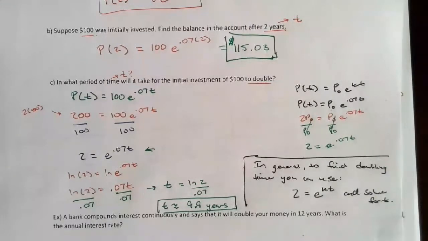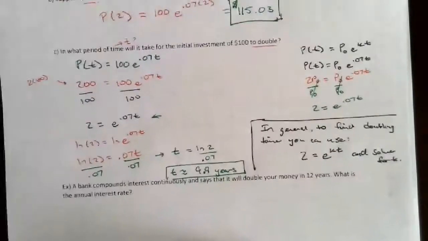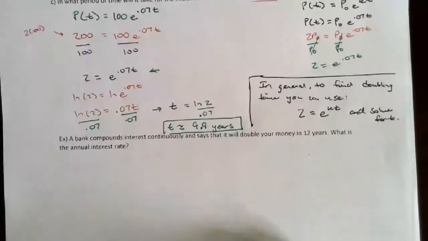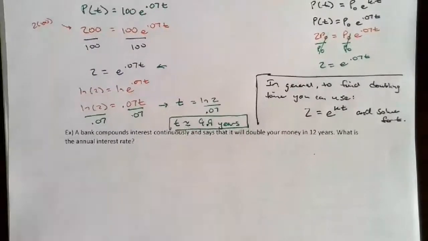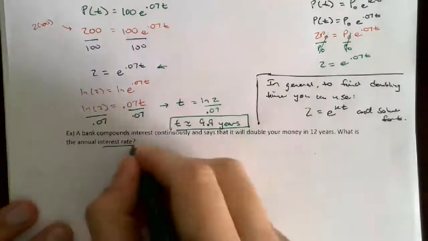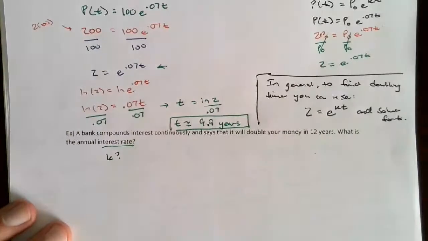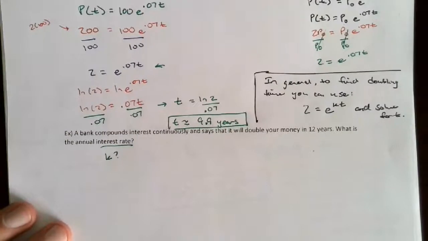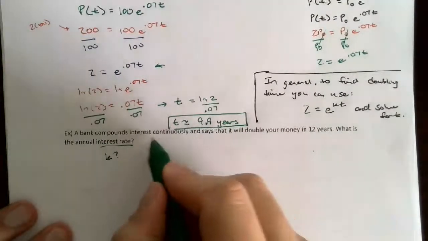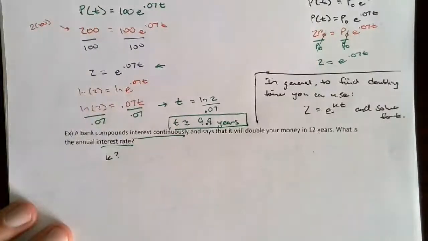All right, the next example says a bank compounds interest continuously, and it'll double your money in 12 years. What is the annual interest rate? So for the annual interest rate, they're actually asking you to find k. A bank compounds interest continuously. That tells you that the formula you're using is a compound interest formula. It says it'll double your money in 12 years. What is the annual interest rate? Well, double your money. We just talked about how you find doubling time.